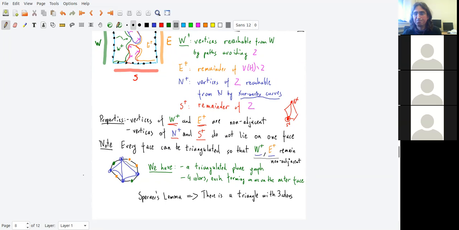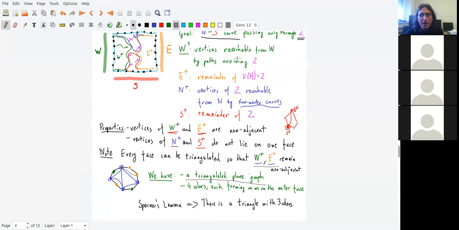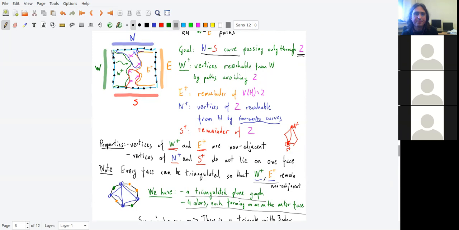So now we have the following situation. We have a triangulated plane graph, and it is colored with four colors. Now I think I messed up something. I don't want to fix it now, but let's assume for now that each of those colors is forming an arc on the outer face. So definitely this is true for west and east. The guys from west are colored west plus, and the guys from east are colored east plus.